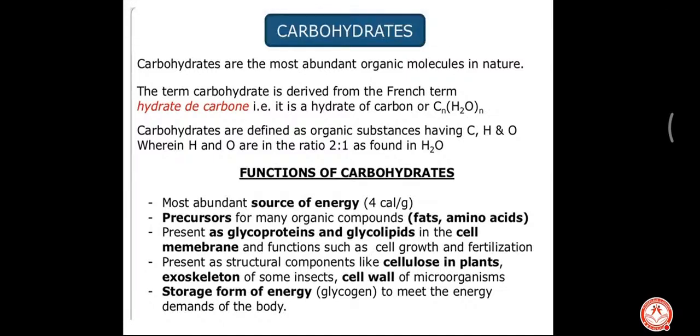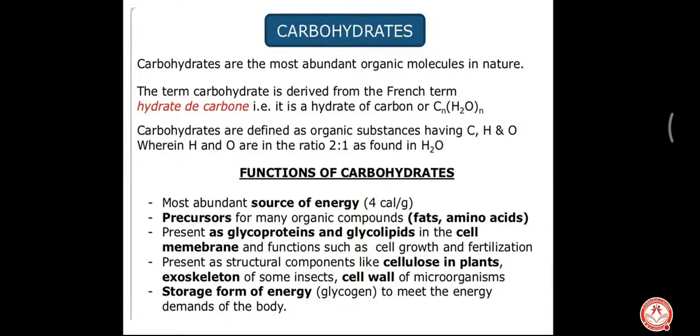Carbohydrates. Now we will talk about the carbohydrates, the very important biomacromolecule. These are the most abundant organic molecules in nature. The term carbohydrate is derived from the French term hydrate de carbone, that means it is a hydrate of carbon, and they have an empirical formula Cn(H2O)n, meaning hydrogen and oxygen are in ratio 2:1. These are defined as organic substances having C, H and O, carbon, hydrogen and oxygen, where hydrogen and oxygen are in ratio 2:1, similarly as found in water.